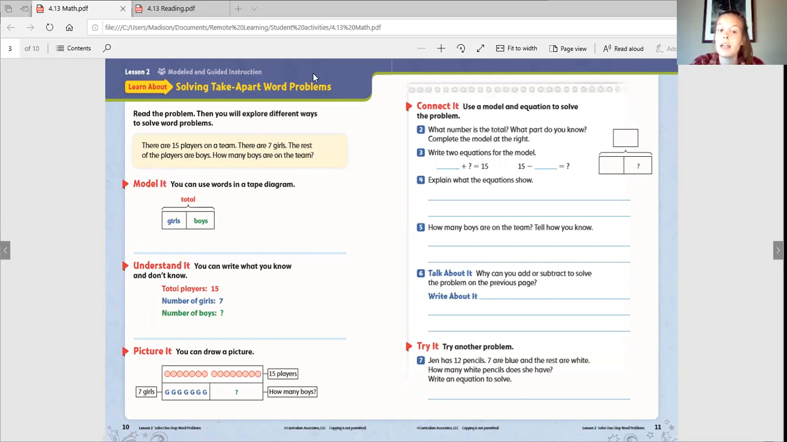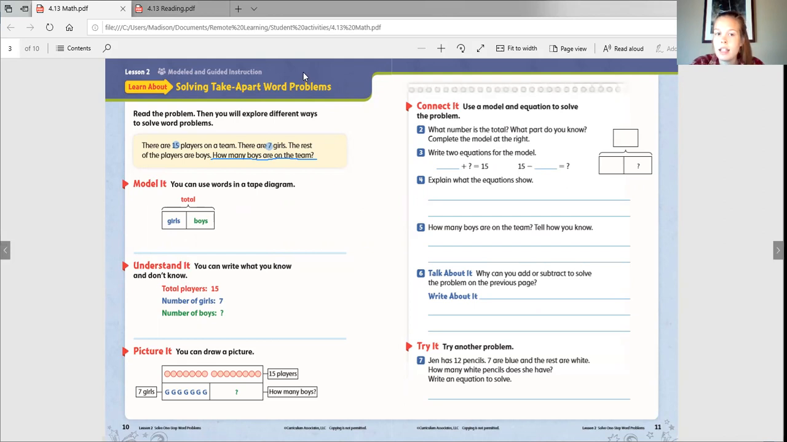So remember, before we get to anything, we want to circle or highlight our numbers and then underline our question. How many boys are on the team? So I have 15 players on the team, 7 girls, and I want to know how many boys there are. So to solve this one, we're going to get started by using a drawing and model it. So the total amount is the total on the team, and we're going to have boys and girls that make up this team. Okay, so that's what we know so far.